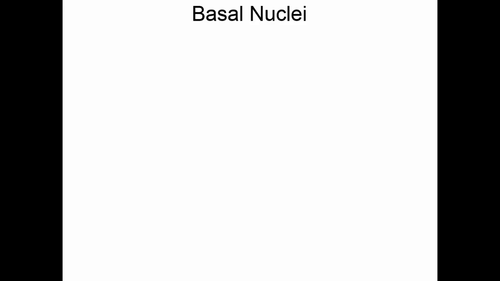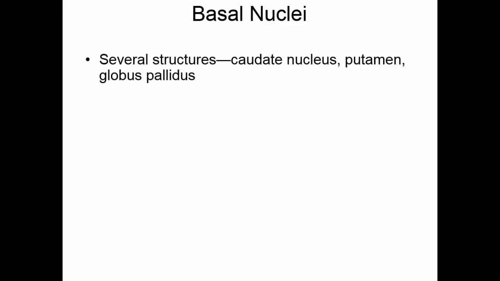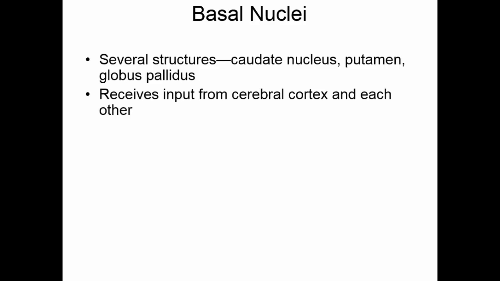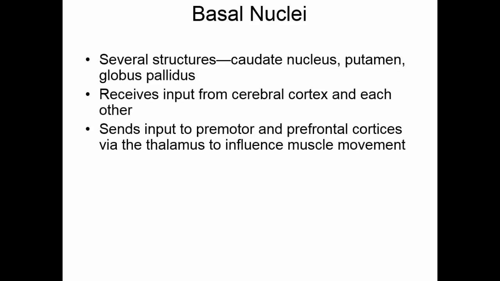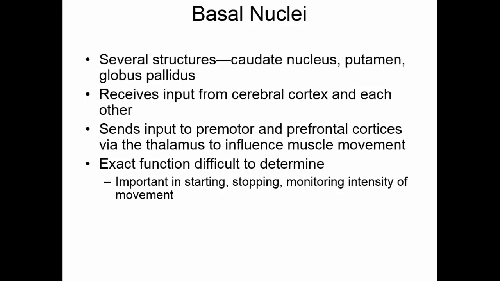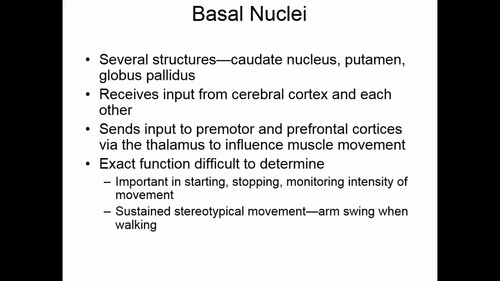The basal nuclei are several structures, including the caudate nucleus, the putamen, and the globus pallidus. These are little clusters of gray matter in the white matter of the brain. They receive input from the cerebral cortex and from each other. They're able to send input to the premotor and prefrontal cortices via the thalamus. This helps influence muscle movement. The exact function of the basal nuclei is difficult to determine. They seem to be important in starting and stopping movement and in monitoring the intensity of movement. They're involved in sustained stereotypical movement.